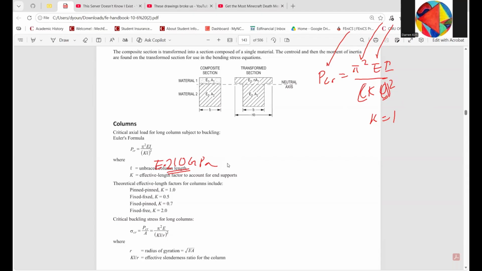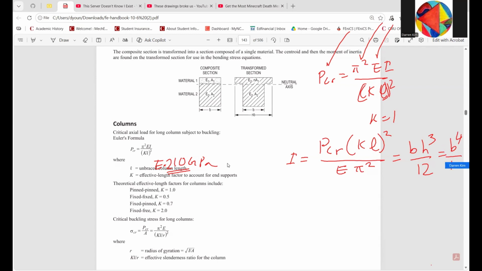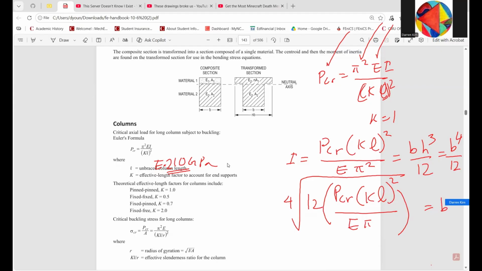So first of all, let's simplify this thing a little bit. P_cr (K L) squared divided by E pi squared equals I. And we know what I equals, because we have done it multiple times for a square, which is B H cubed divided by 12, but it's actually B to the fourth divided by 12 in this case. So 12 P_cr (K L) squared divided by E pi squared, all to the one-fourth power, equals B.